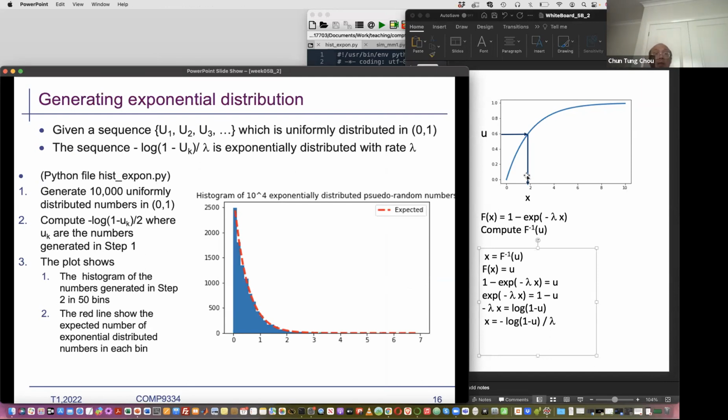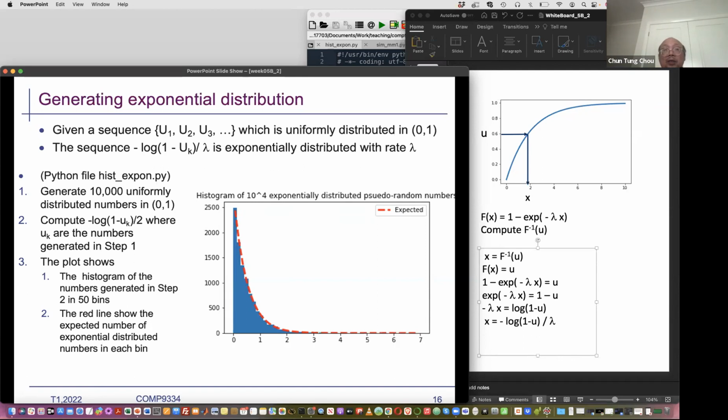So what I've done is I generate a sequence of random numbers that are uniformly distributed between 0 and 1. These numbers are u1, u2, u3, and so on. I then compute minus log(1 minus uk) divided by lambda. This will give you an exponentially distributed random number with the rate lambda.